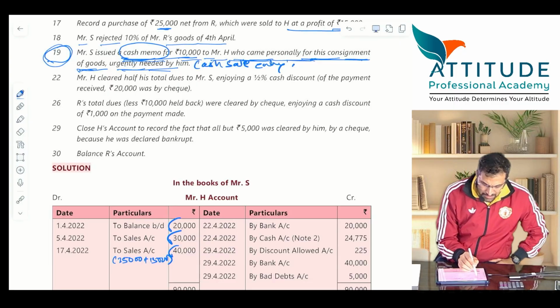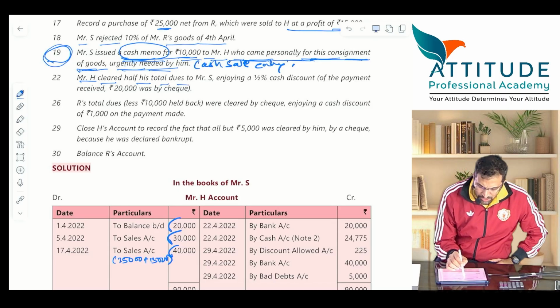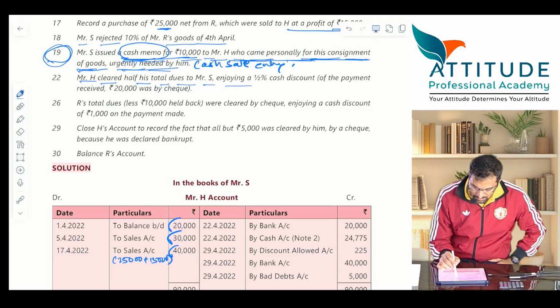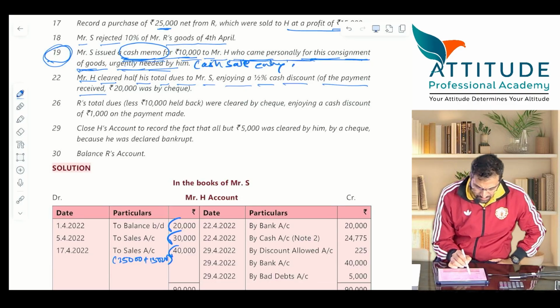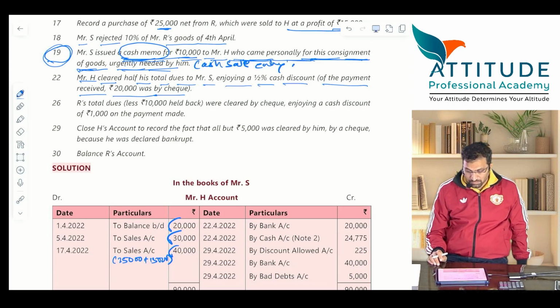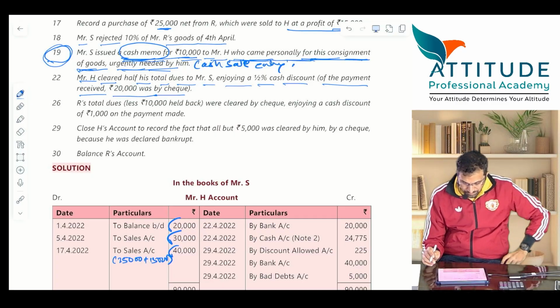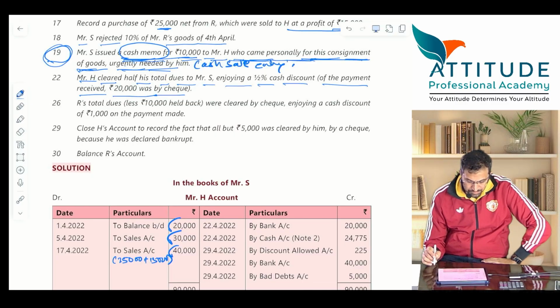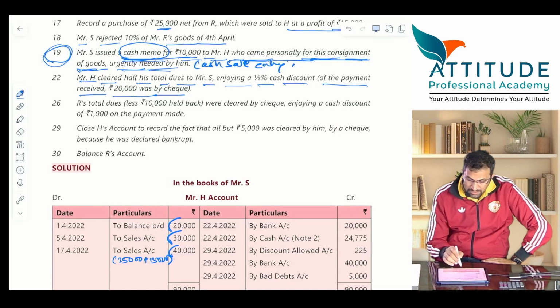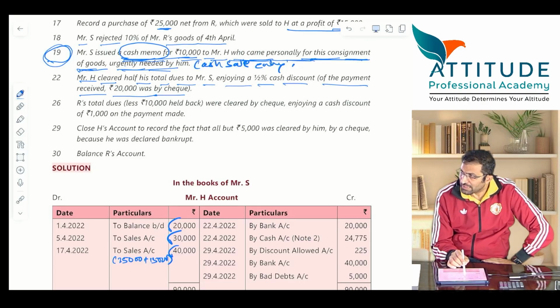Tell me. Mr. H cleared half of his total dues to S, enjoying 0.5% cash discount for payment received. Rupees 20,000 by way of cheque. Please tell me. Here 20,000 is given by cheque, correct. How much is the discount?